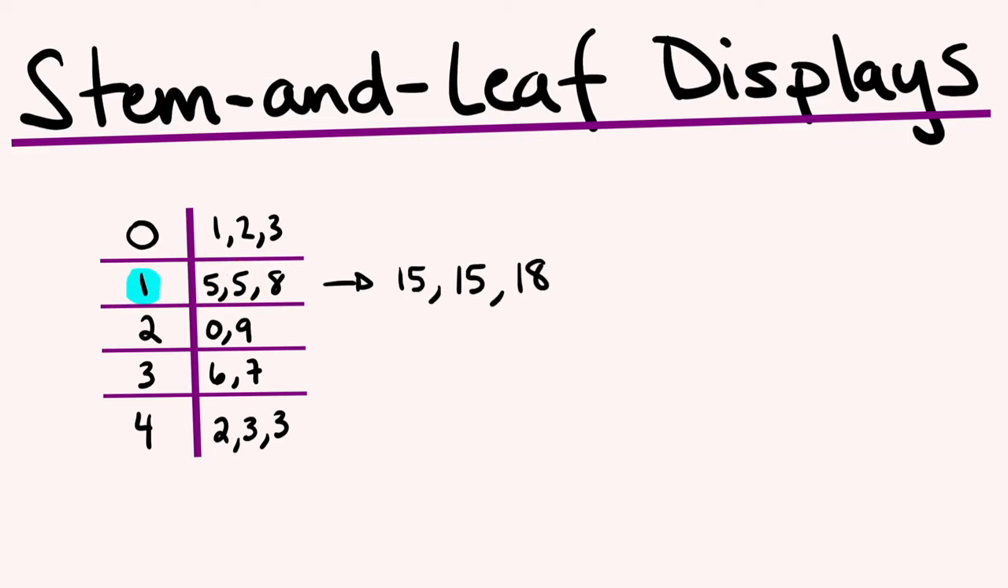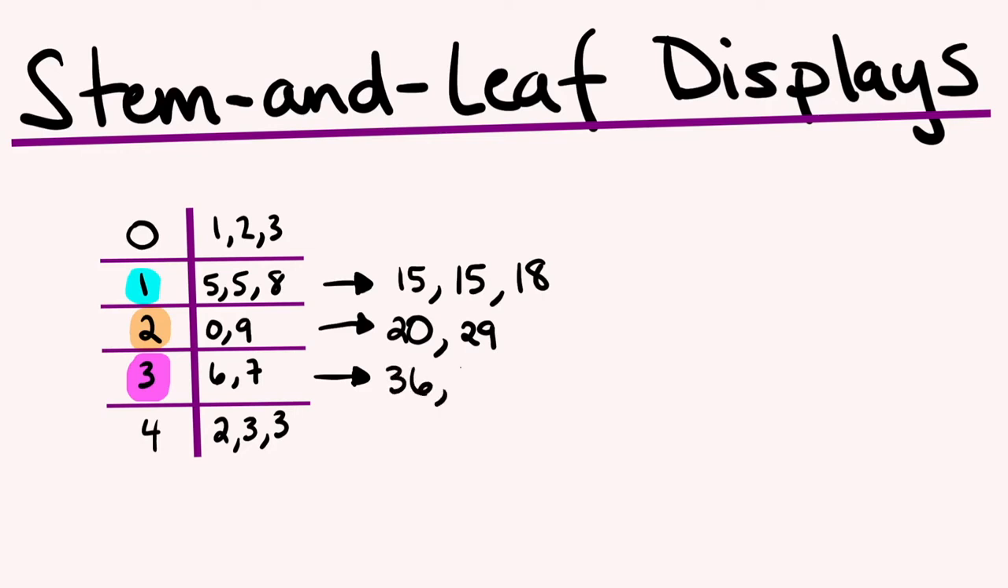We can continue this with the rest of the values. So let's now look at the row starting with 2. In the row that starts with 2, this tells me that I have a 2 followed by a 0. That's representing the number 20. Next, we see we have a 2 followed by a 9. That's 29. Now that we've seen these first 2 examples, can you translate what the fourth row, the one starting with the 3, represents? That would be 36 followed by 37.